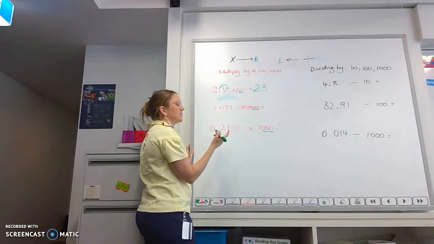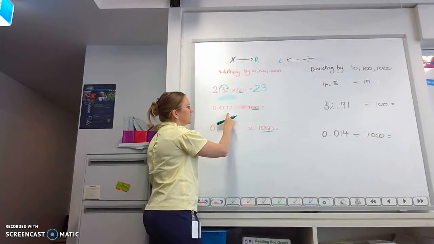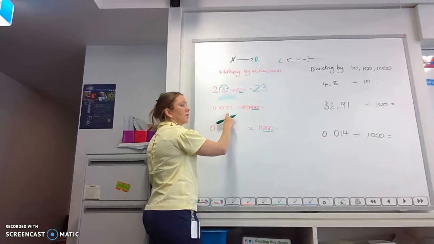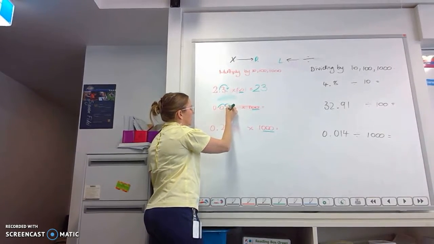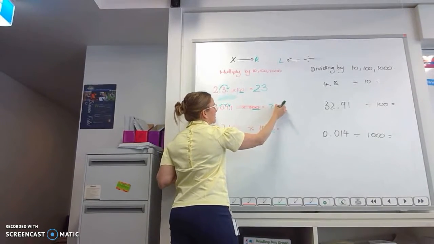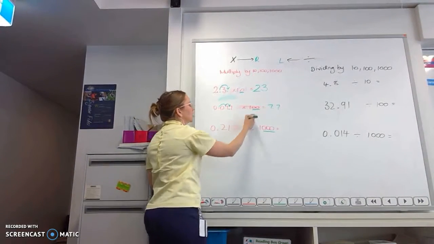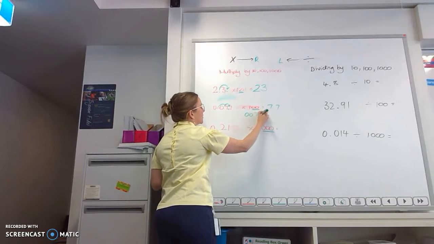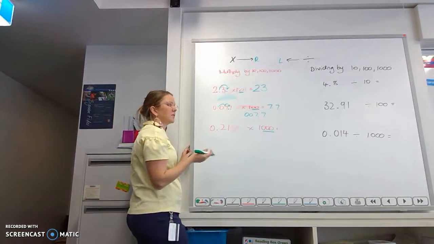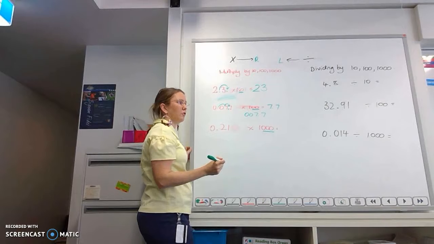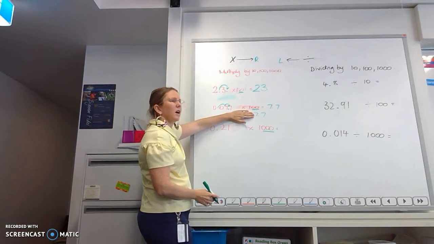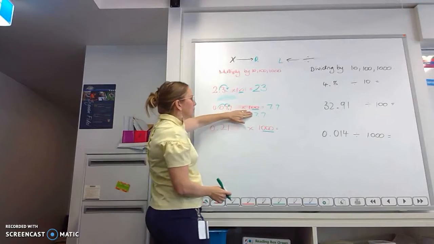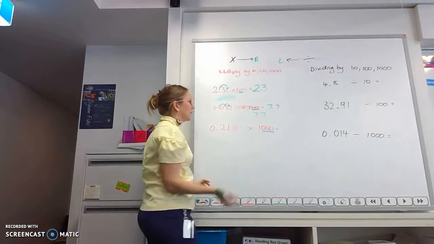Okay, how many places and which direction? 2 places to the right. 1, 2. Okay, my answer is 7.7. Now, if I wrote 007.7, technically it is the same answer, so I would still give you full marks, but it's not necessary to write the 2 zeros at the start. But you wouldn't be wrong, so don't stress about that.